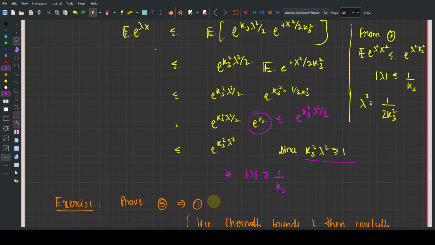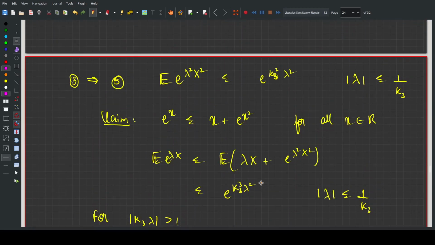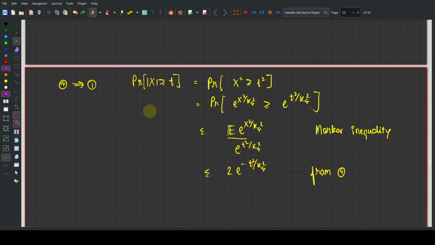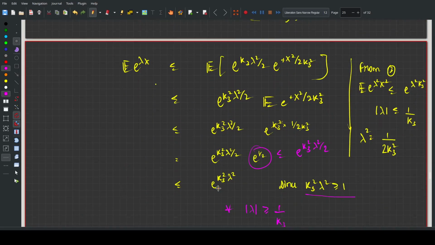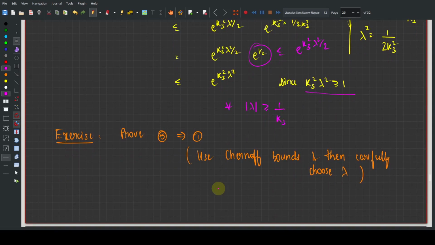So the moment generating function is upper bounded by e to the k3 square lambda square for all lambda in R. So that completes the proof that 3 implies 4. Now, in the notes, I have the proof of the fact that the fourth property implies the first property. And I'll also leave it as an exercise for you to show that the fifth property implies the first property.